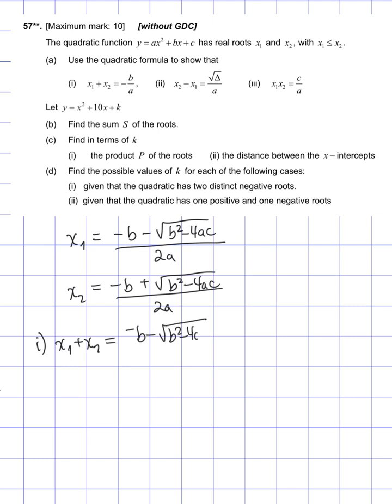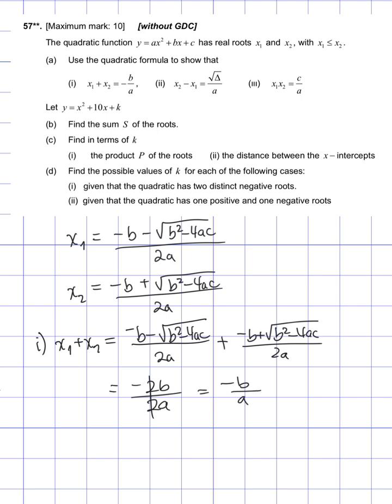Now, if we add these together for part I, we're going to have negative b minus the square root of b squared minus 4ac all over 2a plus negative b plus root b squared minus 4ac all over 2a. So we're going to have negative b plus negative b, which is negative 2b. And the negative root b squared minus 4ac cancels out with the positive root b squared minus 4ac. And those are both over 2a. So the sum of the roots is negative b over a.